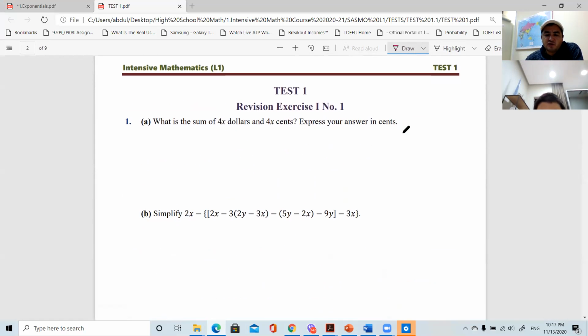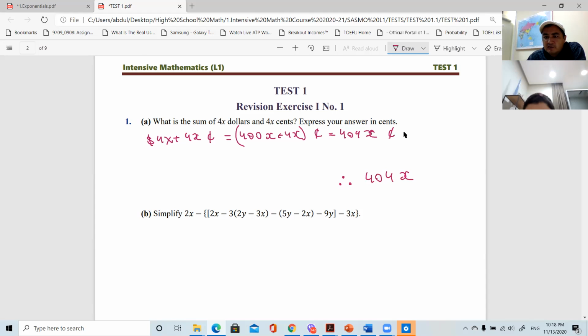You are doing this question after you print out, Ibrahim, you need to write the solution. Your solution is 4x dollars plus 4x cents, which is equal to 400x plus 4x cents, which is equal to 404x cents. So your answer is 404x cents. You should do something like that. You show your solution here.